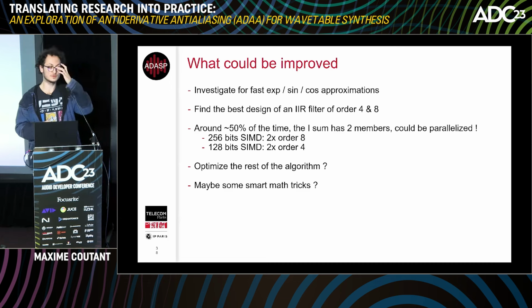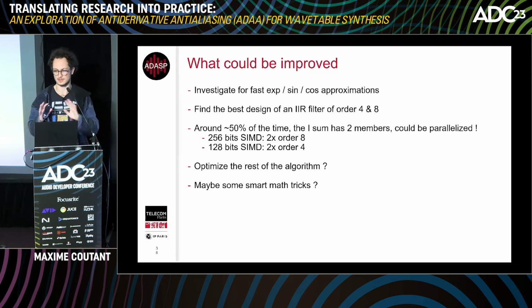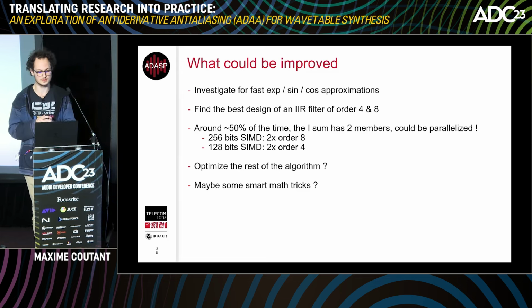What could be improved in the future? We could investigate fast math approximations, so exponential, sine, cosine, although I think there already are some in XSIMD. Also, it could be interesting to pick the best IIR filter for each order. I don't know much about DSP filter design, so I didn't go into that territory.